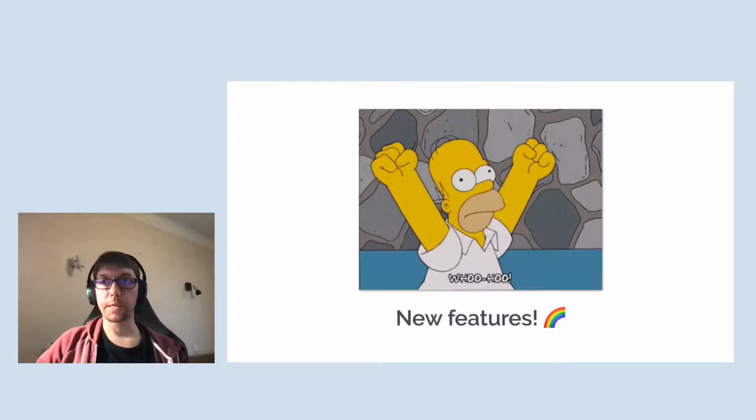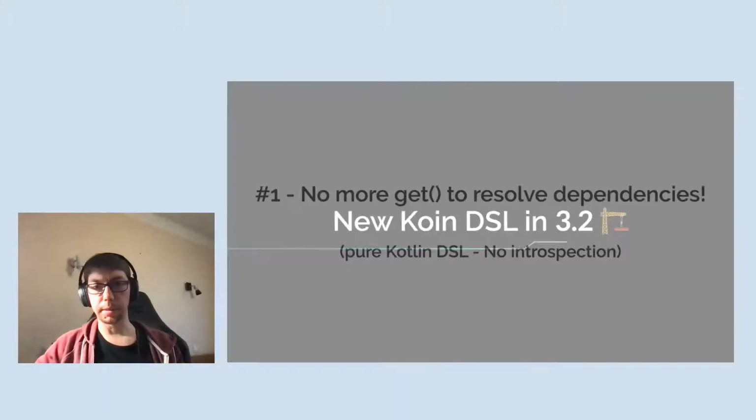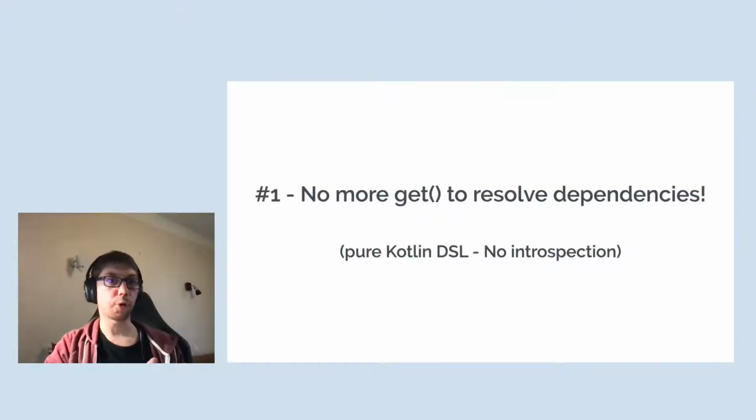It's almost the end of my presentation, but I would like to share some new features that arrived lately, in those months. Firstly, we have improved the new Koin DSL in 3.2, because one major pain of the community was having to write get everywhere in the function to resolve everything manually.